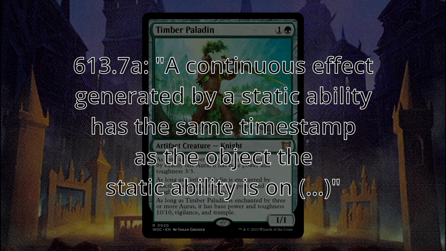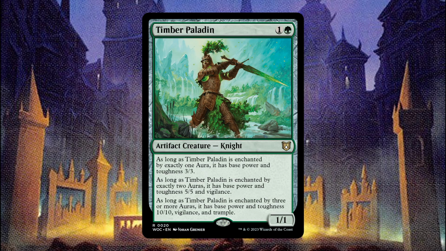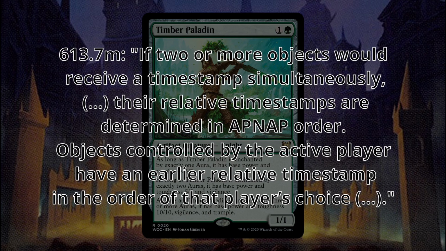Knowing this, it is easy to think that, since they both should have gotten a timestamp at the same time, Andrew should have chosen which one gains an earlier timestamp back when the Paladin was put onto the battlefield. This is usually the case in these scenarios.